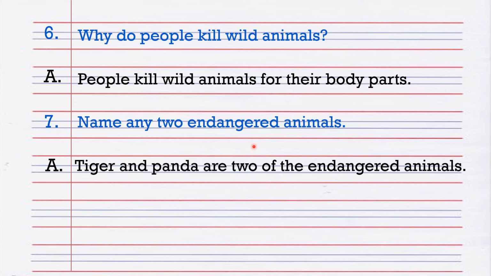Question number 7 is, name any 2 endangered animals. The answer is, tiger and panda are 2 of the endangered animals. So there are quite a few animals at this point that are endangered, but over here we are only going to write tiger and panda.